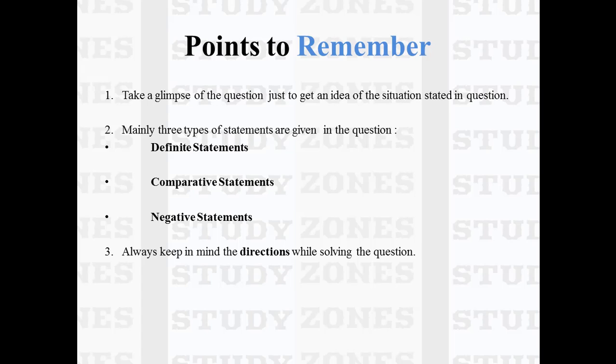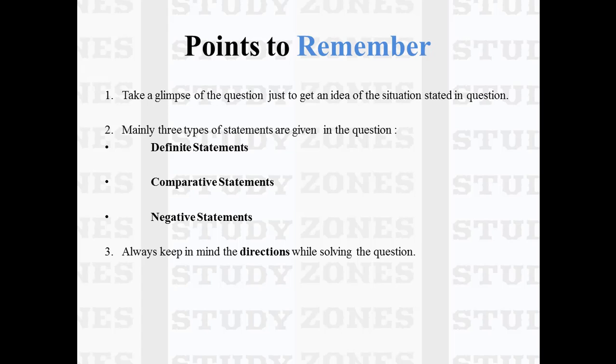Then comparative statements. This shows a comparison of one person with another. Example, A is sitting second to the right of E. This can be very useful when we have definite information about E. Then the last one is negative information. This type of information does not tell us anything definitely but helps to eliminate a possibility. For example, C is not sitting on the immediate left of A.